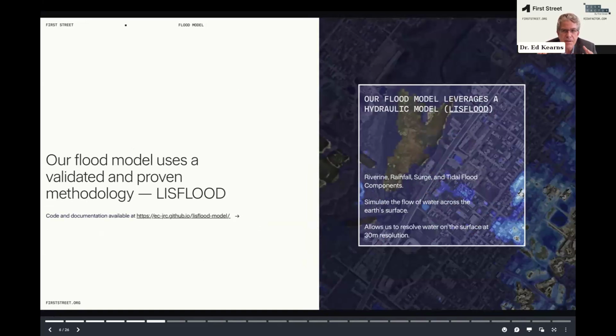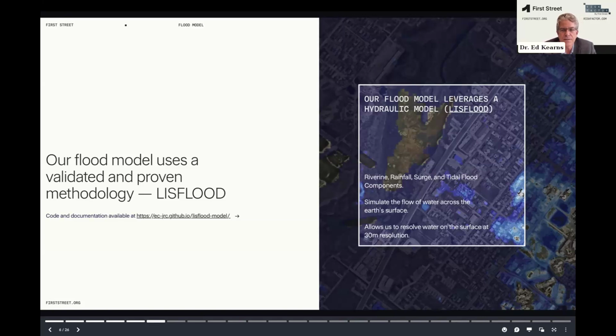So the computation engine at the center of our flood model is based upon about a 25-year-old open source model called LISFLOOD that was developed in Europe and is widely used around the globe today. There's a link here where, if you want to, you can download the model yourself, that computation engine at the heart of the First Street flood model. And the way that we leverage this flood model is that we separate it into riverine, rainfall, surge, and tidal components, and we run it many times for these different components to resolve the flooding that is resulting from each one. And it's a physically based model. This is not a statistical model.